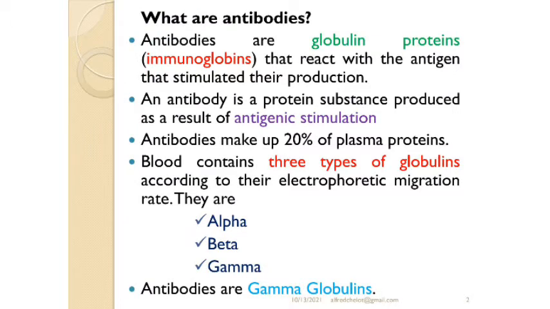So what are antibodies? Basically, antibodies are globulin proteins that react with the antigens which stimulate their production. We can also define them as protein substances produced as a result of antigenic stimulation. It is important for you to know that antibodies account for about 25% of plasma proteins. According to electrophoretic migration rate of blood, it contains three types of globulins, that is the alpha globulins, the beta globulins, and the gamma globulins. And antibodies form part of the gamma globulins.